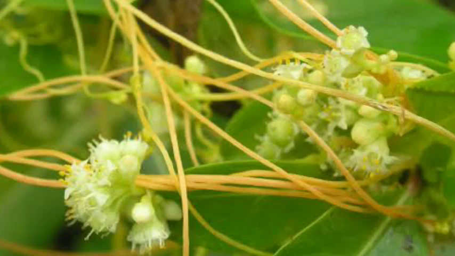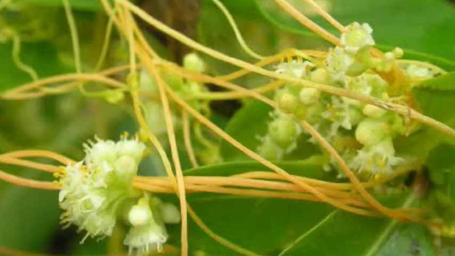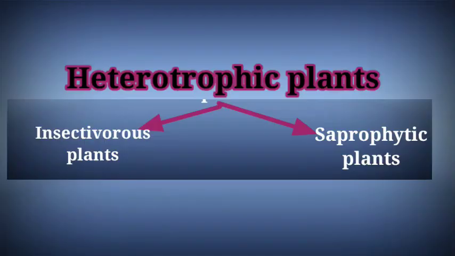Can you see a wire-like structure in this picture? This is actually cuscuta. Cuscuta do not contain chlorophyll. It completely depends upon host plant for the food and water. It sucks food with haustorial roots from the host plant.